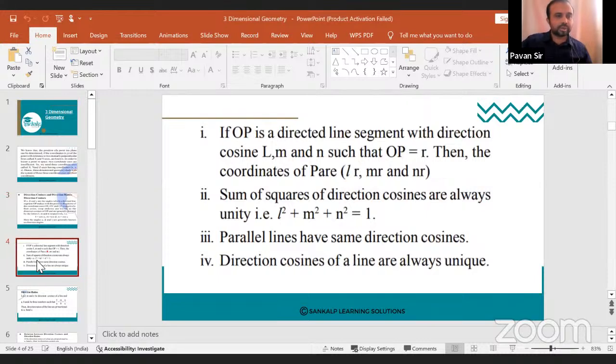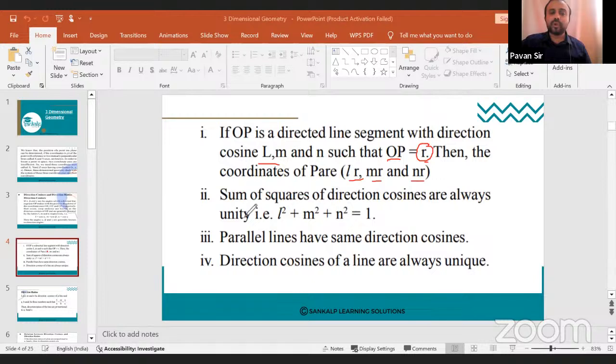Now, the next point is: if OP is a directed line segment with direction cosines l, m, and n, here we change the letter, that is l, m, and n, such that OP is referred to as r, then the coordinates of P are lr, mr, and nr. Why? Because OP is in the positive direction of all three axes. So if I treat OP as r, we get the coefficients lr, mr, and nr.